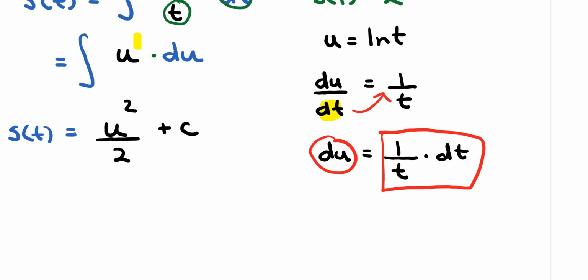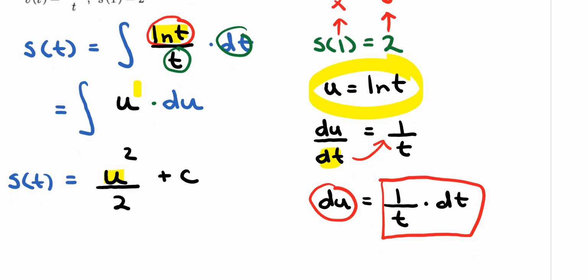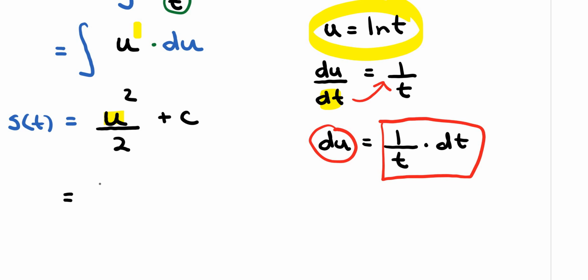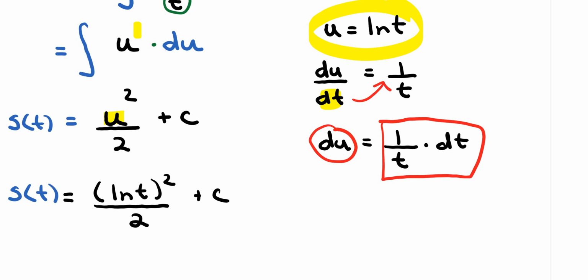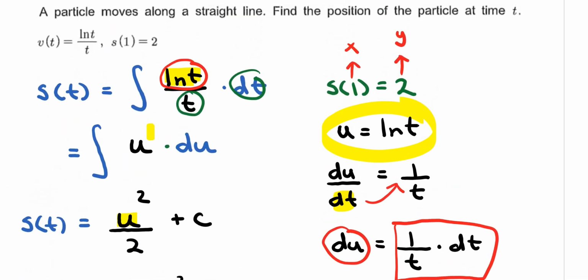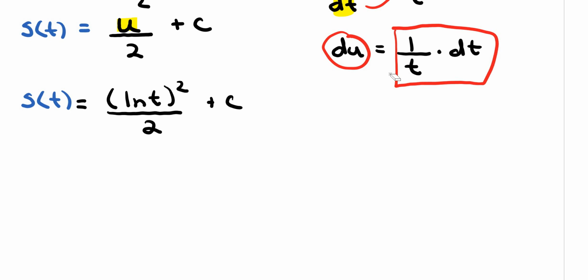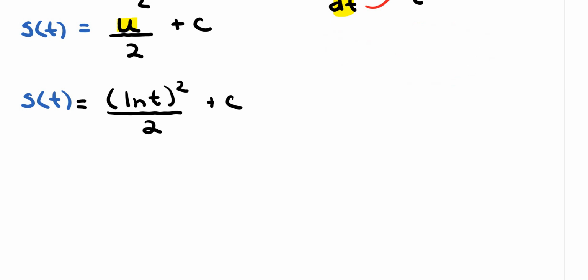And now our goal is that we need to find the c value, right? Okay, let's go ahead and plug back u here, and u was ln t. So if I continue the steps here, this will be bracket ln t squared divided by 2 plus c, and then I have my s of t function over here. And if I go back to the original problem here, we now need to use this to find the value of c.